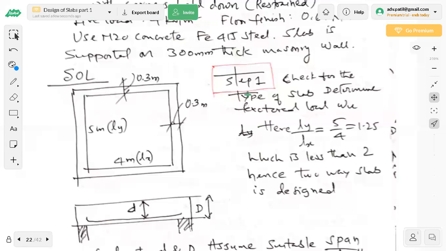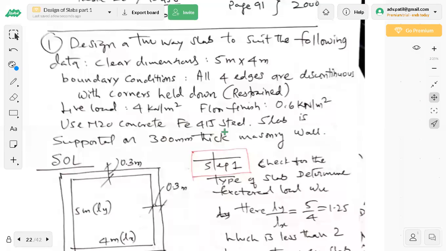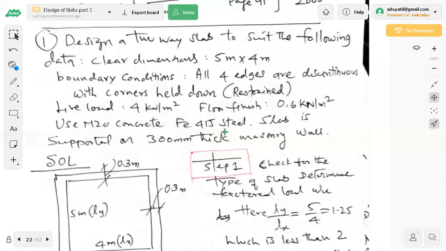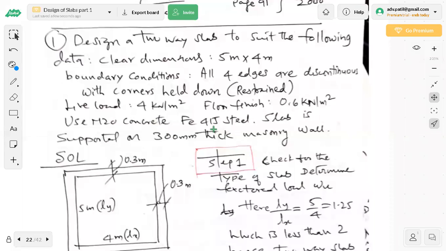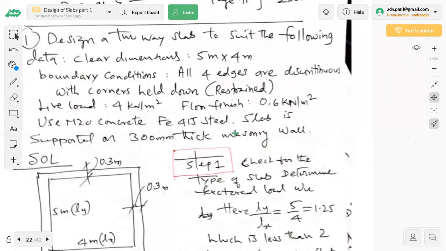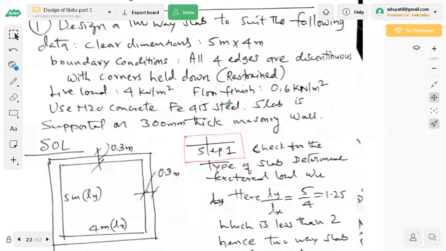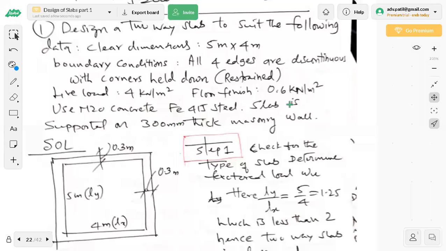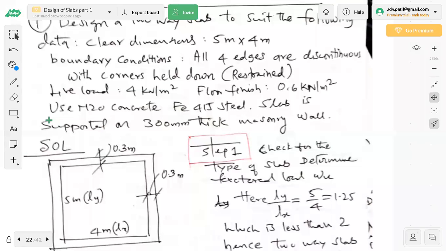So this was the problem that we were discussing in the previous class. You can see this one here. Design a two-way slab to suit the following data. Dimensions are 5 meter by 4 meter inside dimensions. Boundary conditions: all four edges are discontinuous with corners held down. It means it is a restrained slab. Live load is given, floor finish is given, material grades are given.